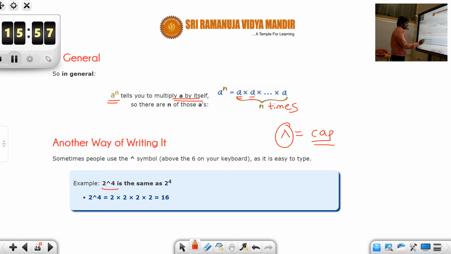2 raised to the power 4 is the same as 2 cap 4. Don't get confused between these notations. Whether you write the cap or not, it is the same: 2 raised to the power 4.